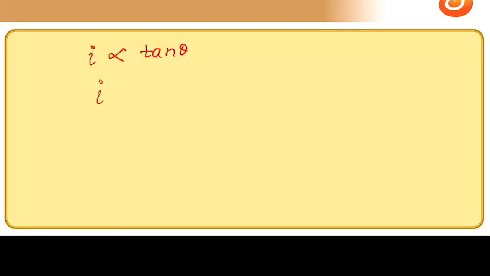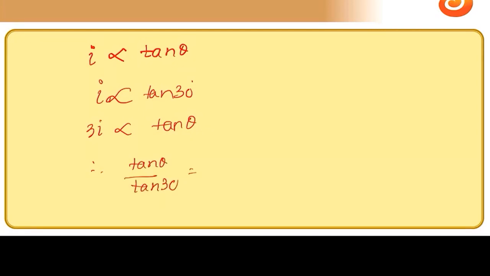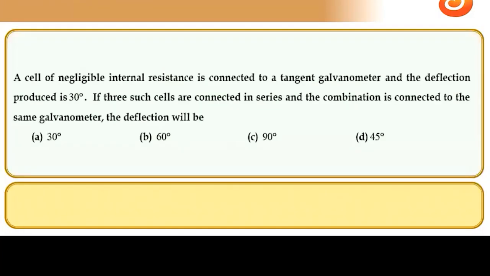So I'll write initially it is I1 and finally it becomes, what is it? I is proportional to tan theta. Finally it is 3I because there are 3 such cells and the internal resistance is negligibly small. I can write tan theta divided by tan 30 is equal to 3, or it gives us tan theta is equal to 3 tan 30. That gives me theta is equal to 60 degrees. B is the correct choice.